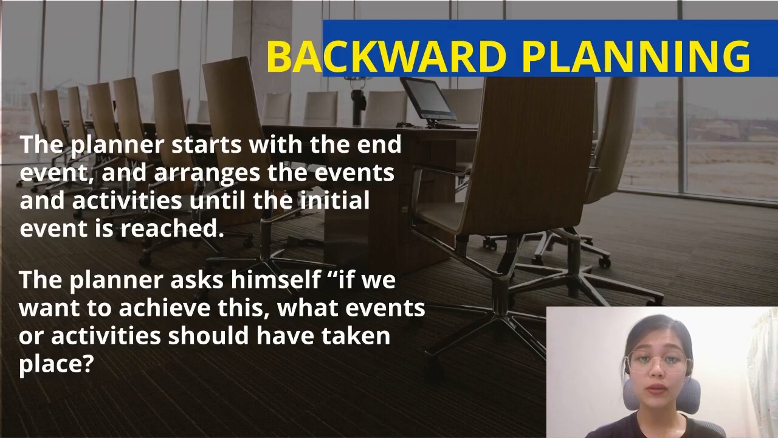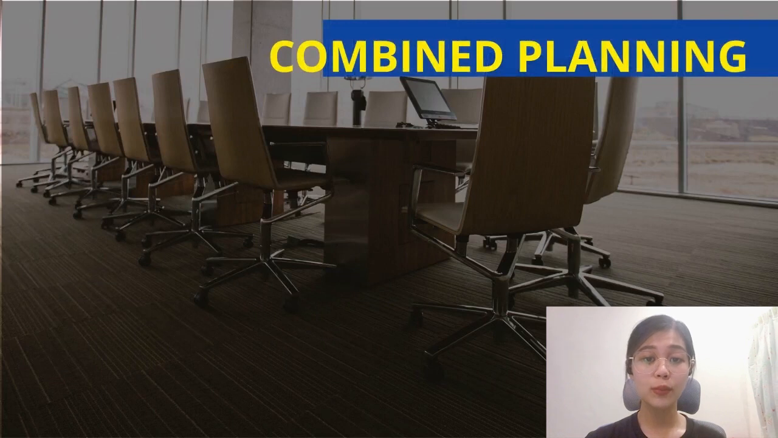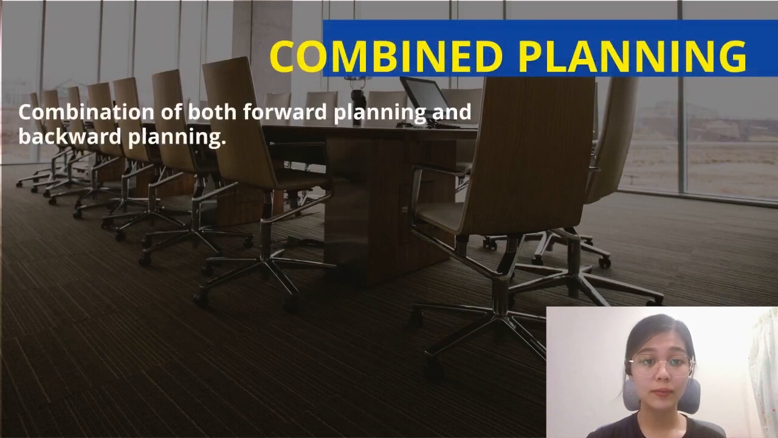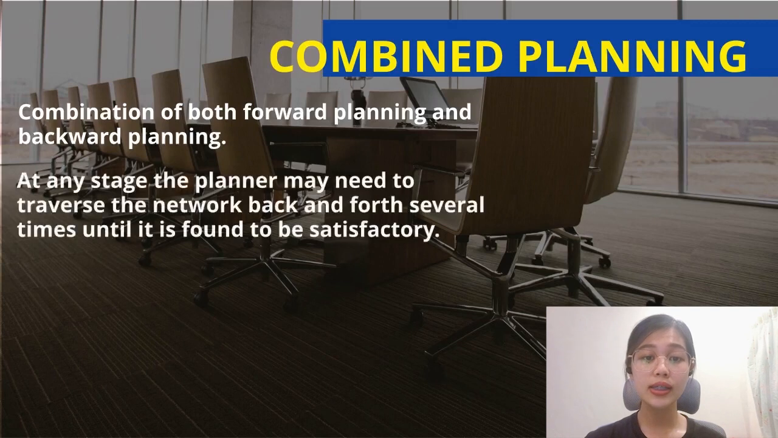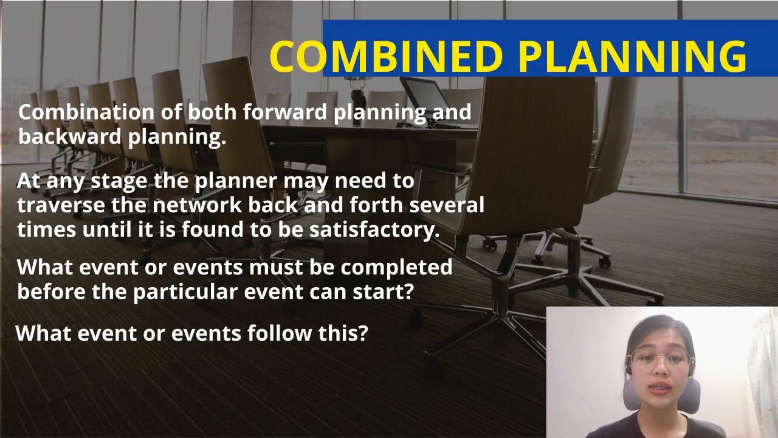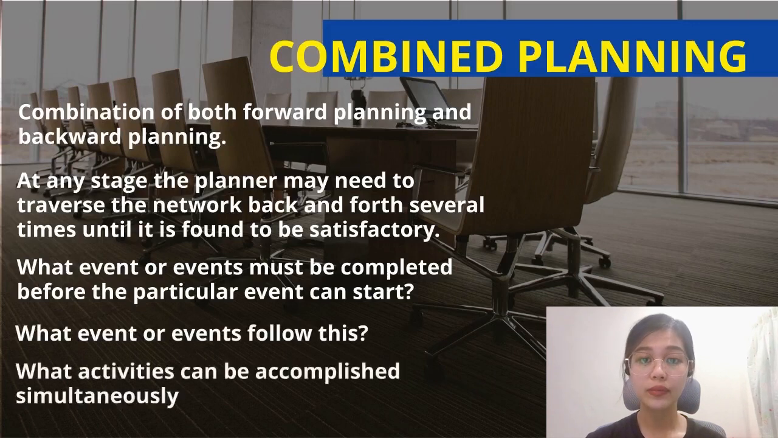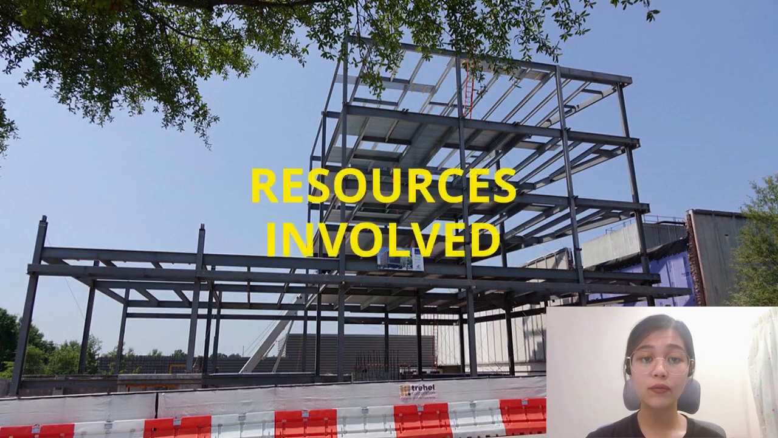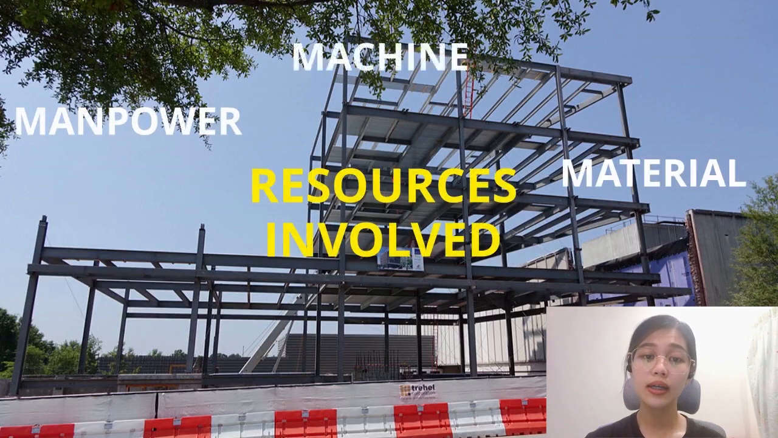Third one, combined planning. Combined planning is a combination of both forward planning and also backward planning. At any stage, the planner needs to traverse the network back and forth several times until it is found to be satisfactory. Among the questions asked during this is what event or events must be completed before the particular event can start, or what event or events follow this, or what events can be accomplished simultaneously? The resources involved are manpower, material, machine, time, and also money.